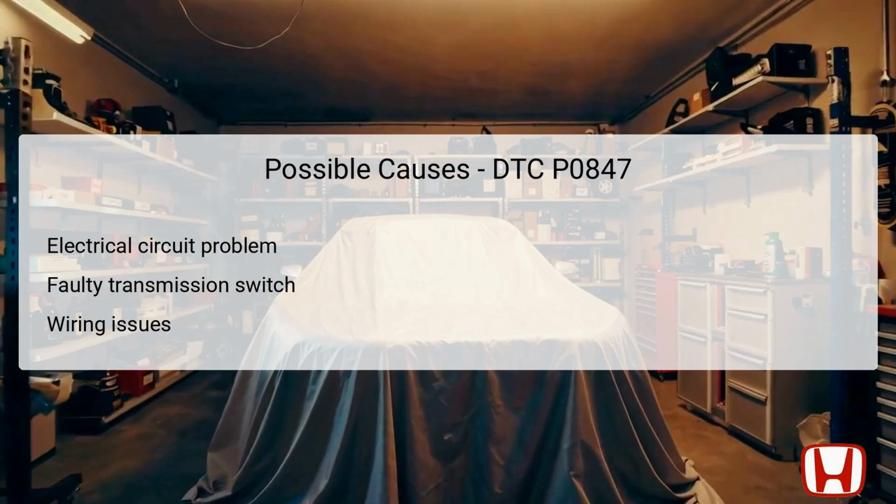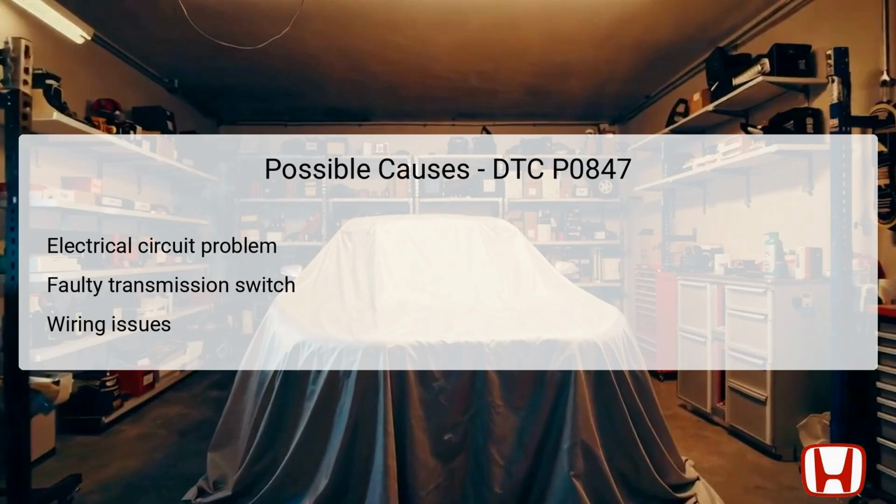The primary causes of DTC P0847 include possible electrical circuit problems, a faulty transmission fluid pressure switch B, and potential wiring issues within the transmission harness. Electrical circuit problems may arise from corrosion, loose connections, or damaged wires, leading to inaccurate readings or total failure of the switch to report pressure effectively.